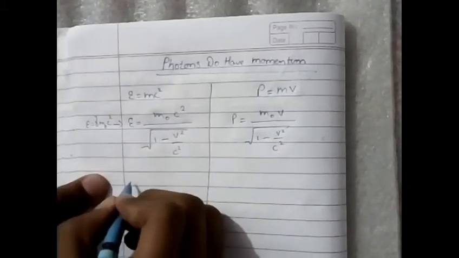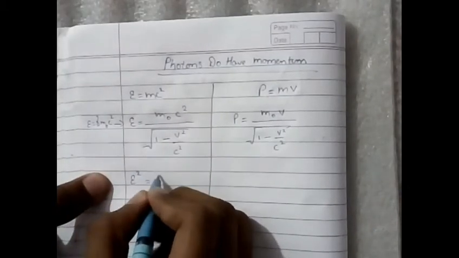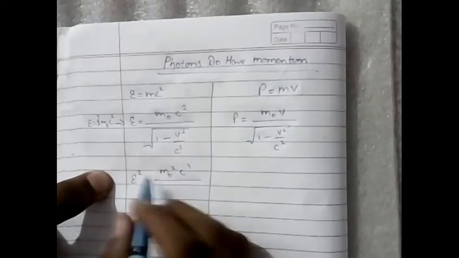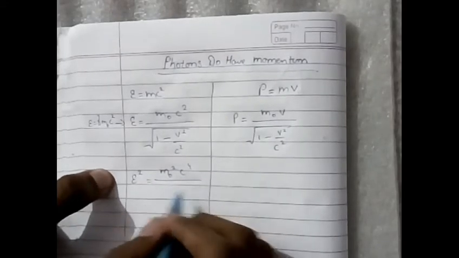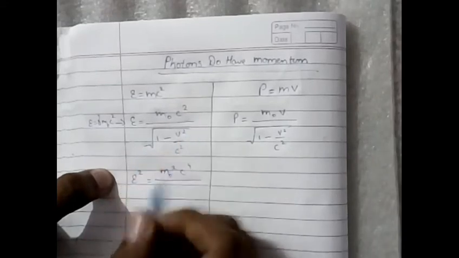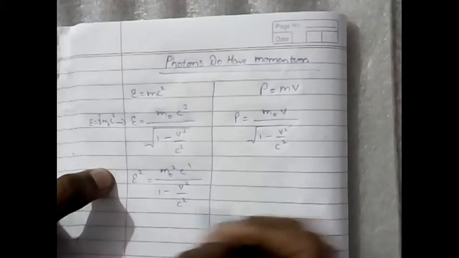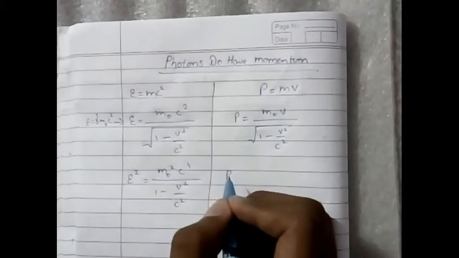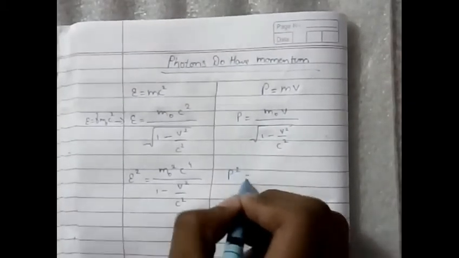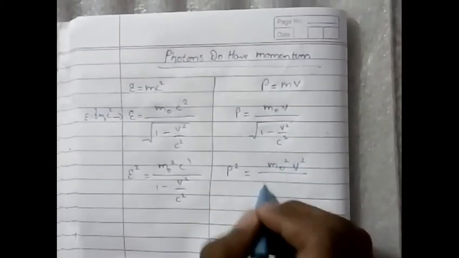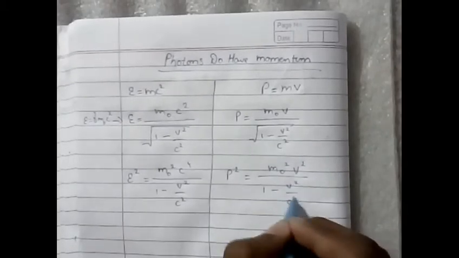Next step says that you have to square every term, so you'll get E squared equals m naught squared c raised to the power 4, and this square root will be no more existing. It will be 1 minus v squared over c squared. And same with momentum. Momentum squared is equal to m naught squared v squared over 1 minus v squared over c squared.